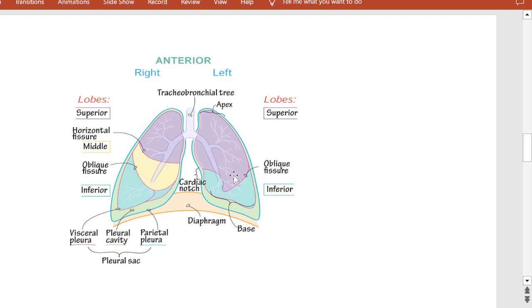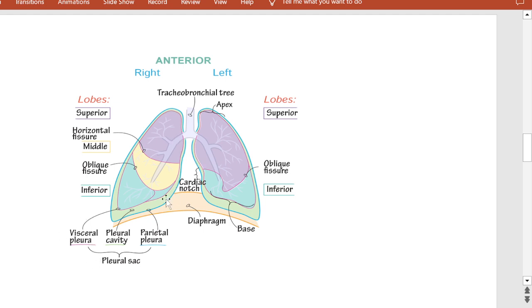And when we speak about the picture itself, it is showing very clearly that the lungs are covered by a layer that protects them. The covering layer of the lung is called the pleura. The pleura is divided into two separate layers. The innermost layer we call the visceral layer, the layer which is directly attached to the lung.